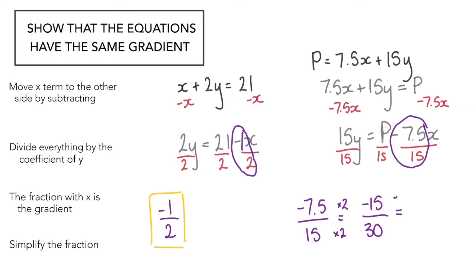I could divide both of those, top and bottom, by 15. I'd get negative 1 on the top. 30 divided by 15 is 2 on the bottom. And this is good. I can see that that is now my simplified fraction, and that is showing the same gradient as my first equation.